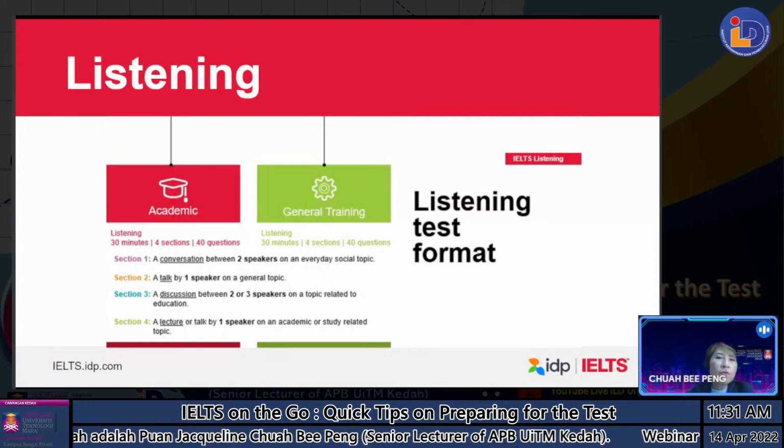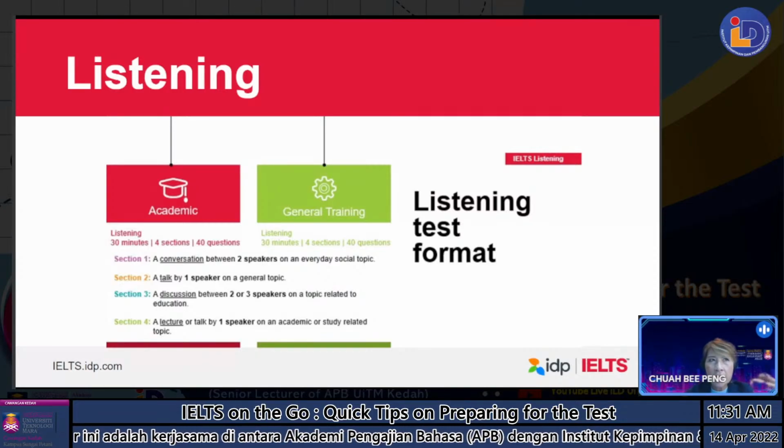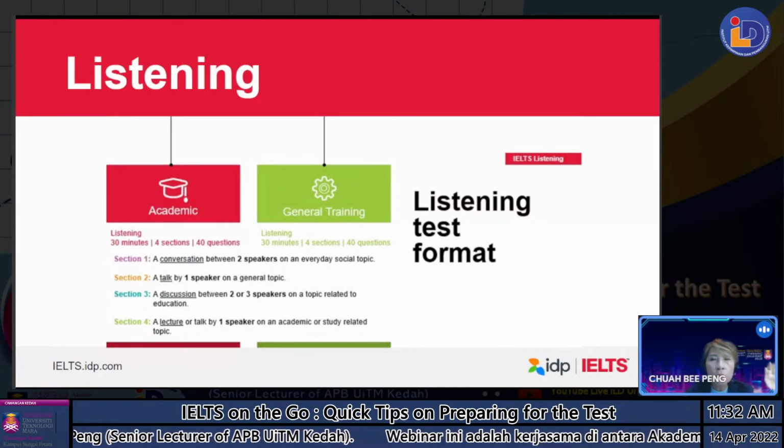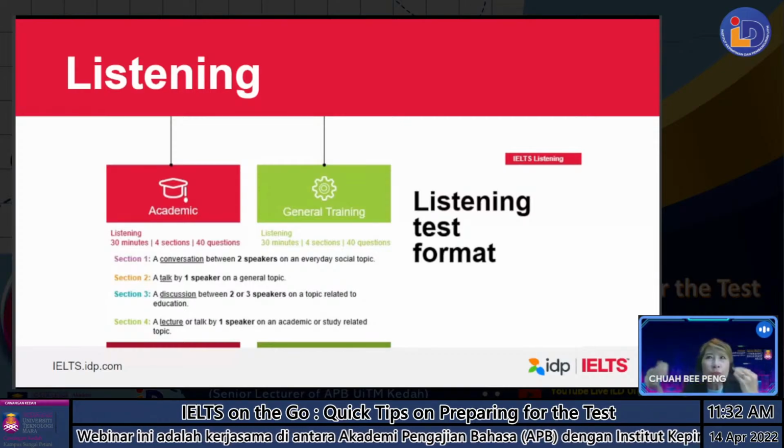And then you will move on to section 2, which involves a talk by one speaker on a general topic. It can be something like a tour guide giving an explanation of a certain building, or a person giving a briefing to a group of students on the rules of the dorm, or whatever. Something like that. Still not too far from what we know, right?